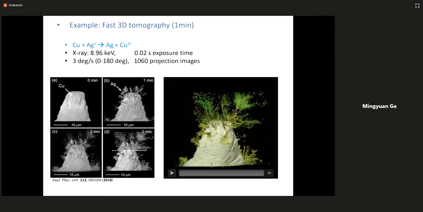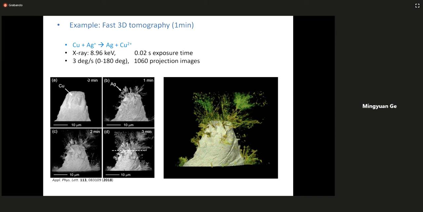And we can also see another example, the growth of silver on top of copper. This is a demonstrative experiment: the replacement of silver ions with copper gets the silver growth. Because of the high flux of X-ray, we can do 3D tomography very fast. Within 1 minute, we capture the whole 3D volume evolution of this reaction.